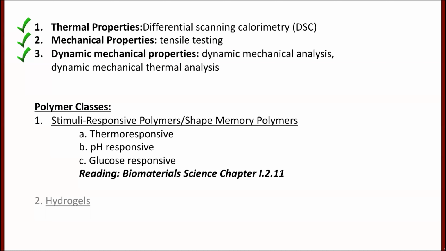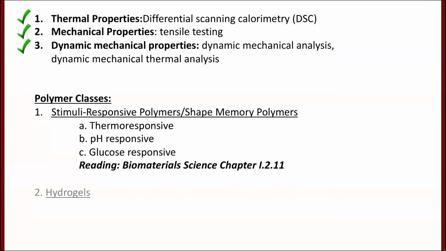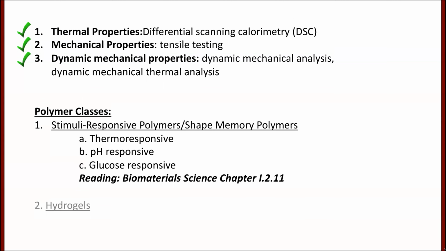So we've kind of done all the fundamental stuff now. Now we move on to maybe the more fun stuff, right? Learning a little bit about how we can employ what we've already found out in the first half of this course to developing some biologically active polymers. So the first class of polymers that we're going to look at are stimuli responsive polymers. In particular, we're going to look at shape memory polymers.